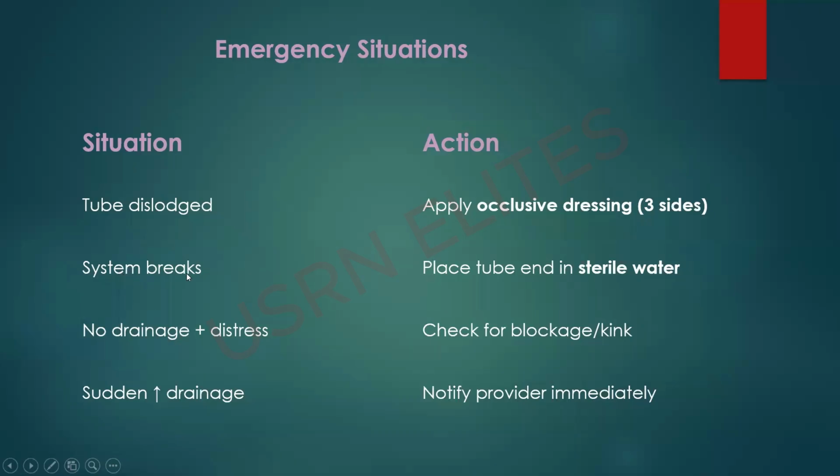Then when there is a system break, you have to put the tube, the chest tube itself, in sterile water. When there's a breakage, you have to dip the tube in sterile water, right? The last time I explained why it is so. It will prevent air from getting into the tube, then into the chest, right?